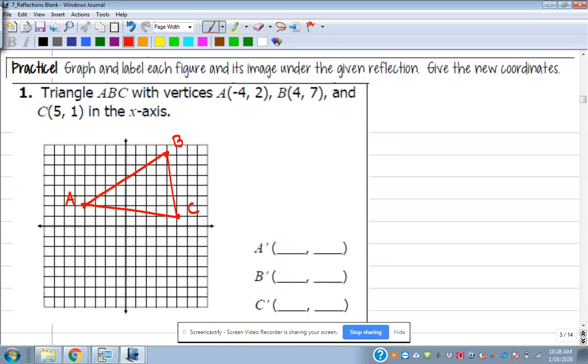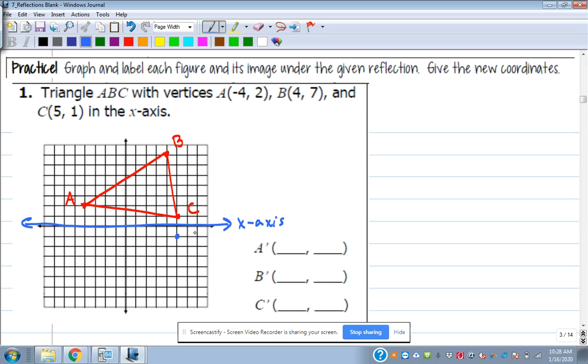So this is our pre-image. The reflection is across the x-axis. So we're reflecting across that line. That's the x-axis. That's what they ask us to reflect across. If we reflect across, we'll start with point C because that's the closest one to that line. It doesn't matter what point you start with, but how far is point C from the blue line? One block, right? So to reflect it across that line, we're going to go one block below it and put the new image point.